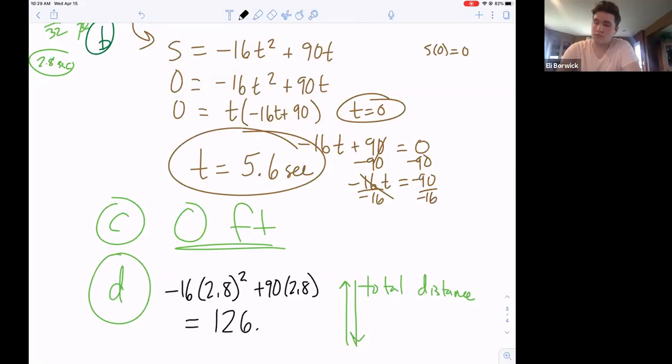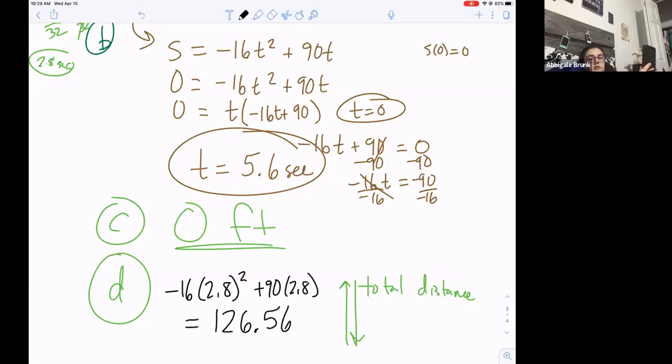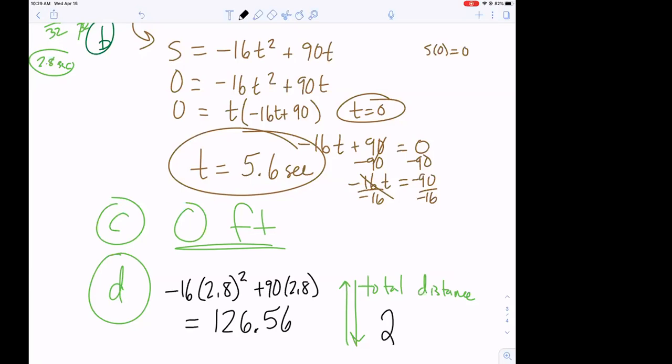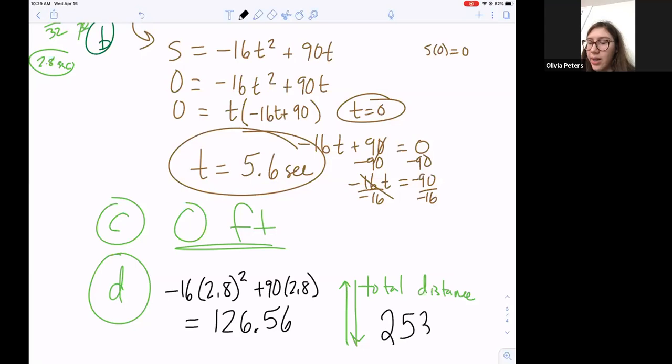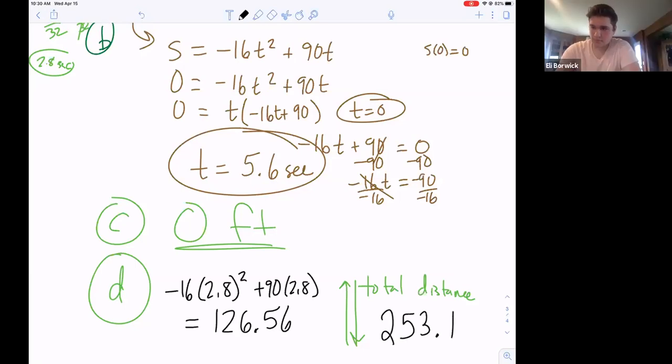126.56. Yeah. Is that before or after doubling? Before doubling. Before. Cool. So 253.12. There we go.